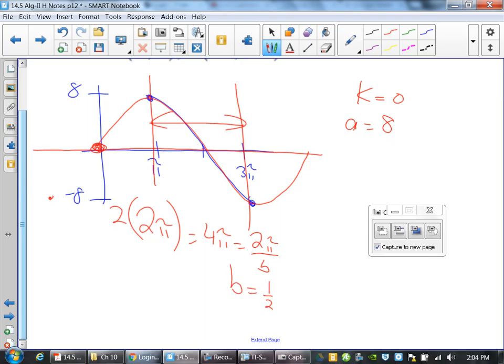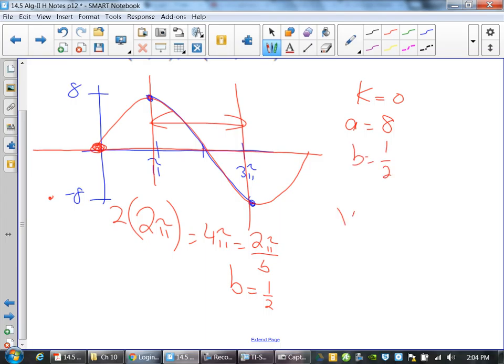Yes, sir. Why double? Remember, between max and minimum is always half your period. Double it. And then you can figure out what it is, 2 pi over b. So now you have your b value. So we said it's going to be a sine graph. y equals 8 sine 1/2 x. Whoa, that's easy.